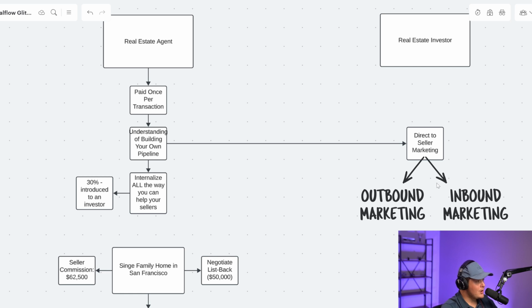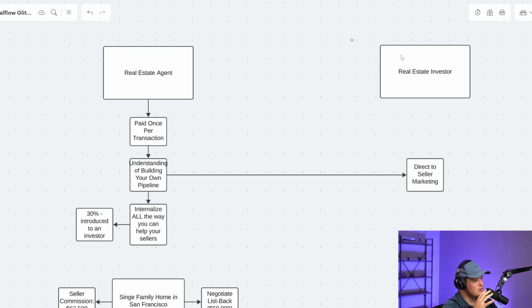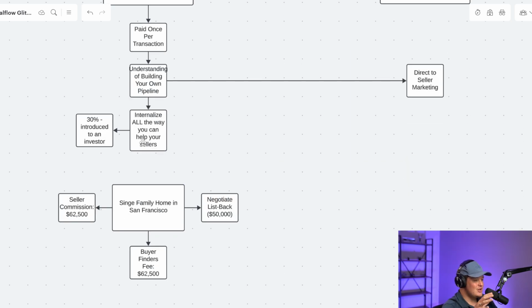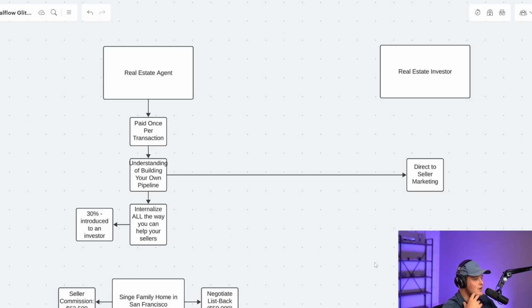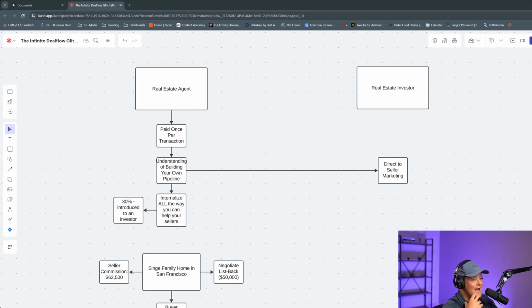You have outbound and inbound marketing. I recommend you start with outbound marketing like cold calling, and you start working leads yourself. Typically speaking, if you as an investor figure out direct-to-seller marketing and you as an agent figure out how to be an investor agent, not just an agent, and put together deals this way, you can get paid way more money. I have a million videos out there on my YouTube, my podcast, my Instagram, my TikTok on how to actually build these systems to create that inventory.